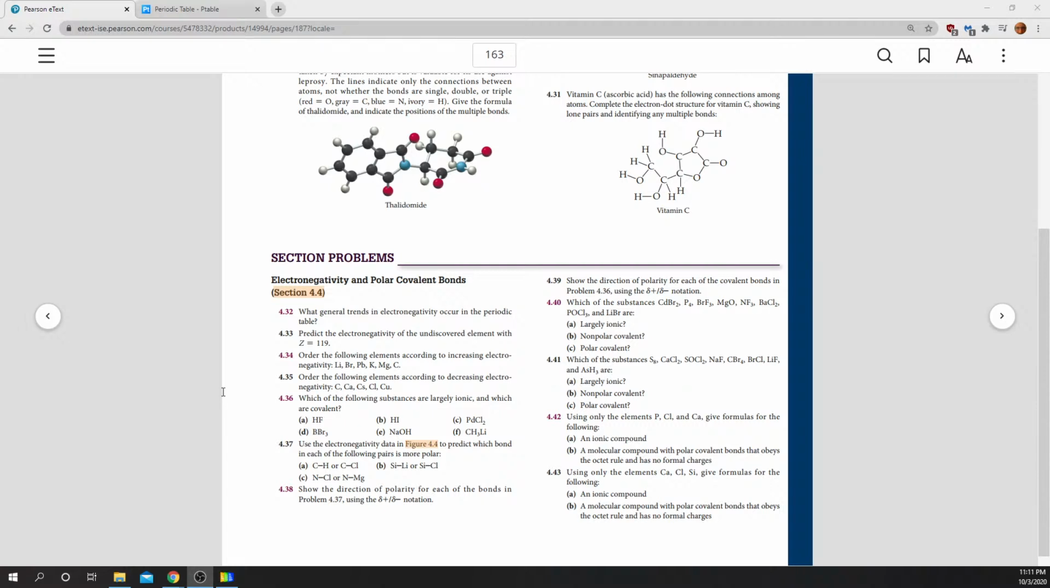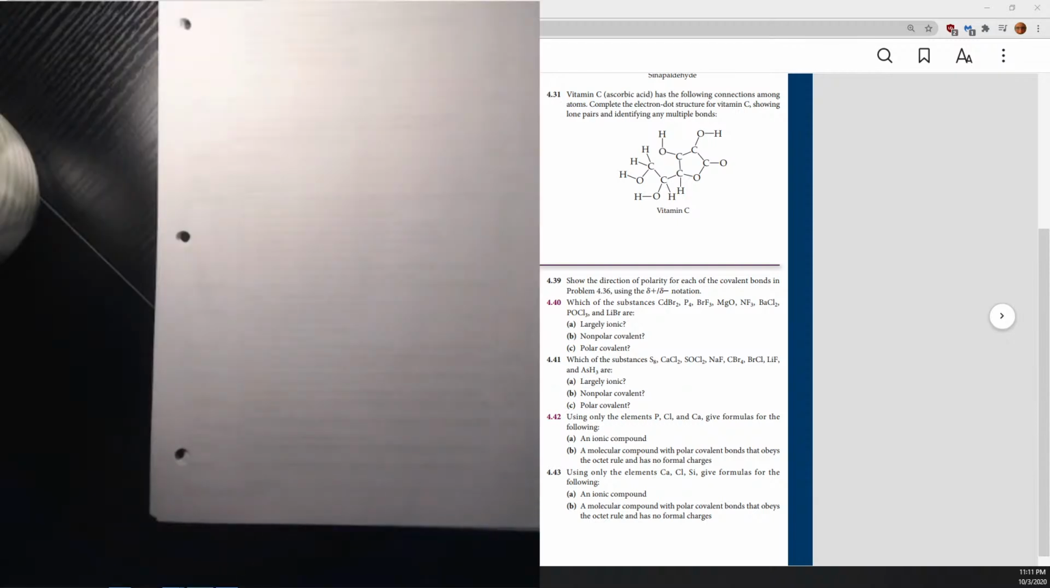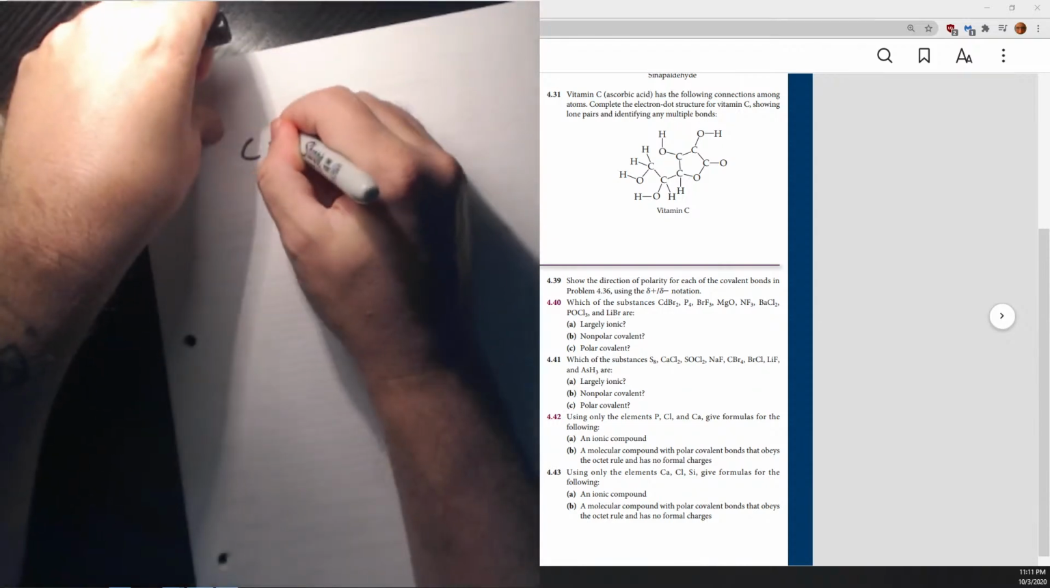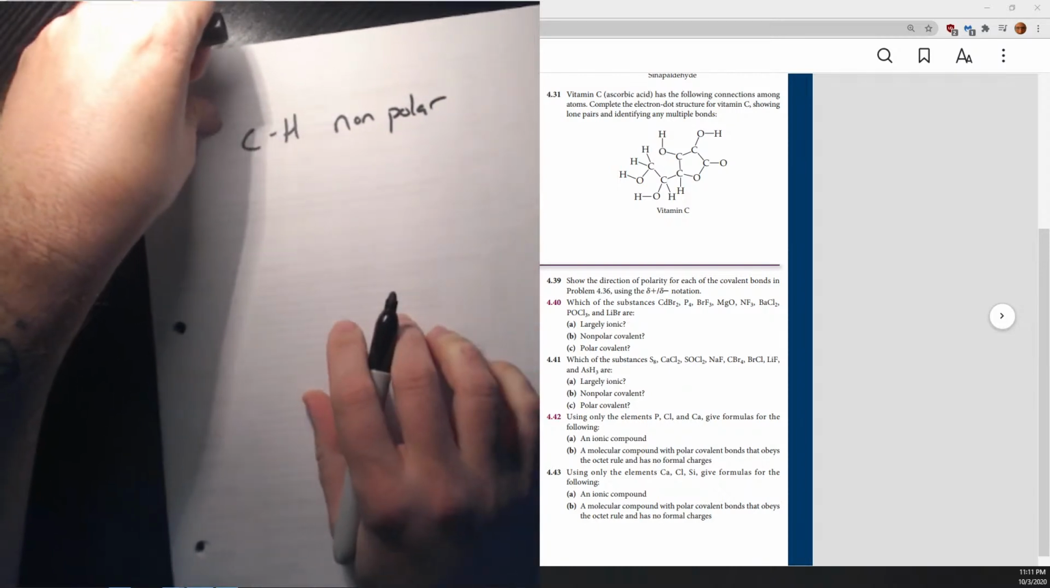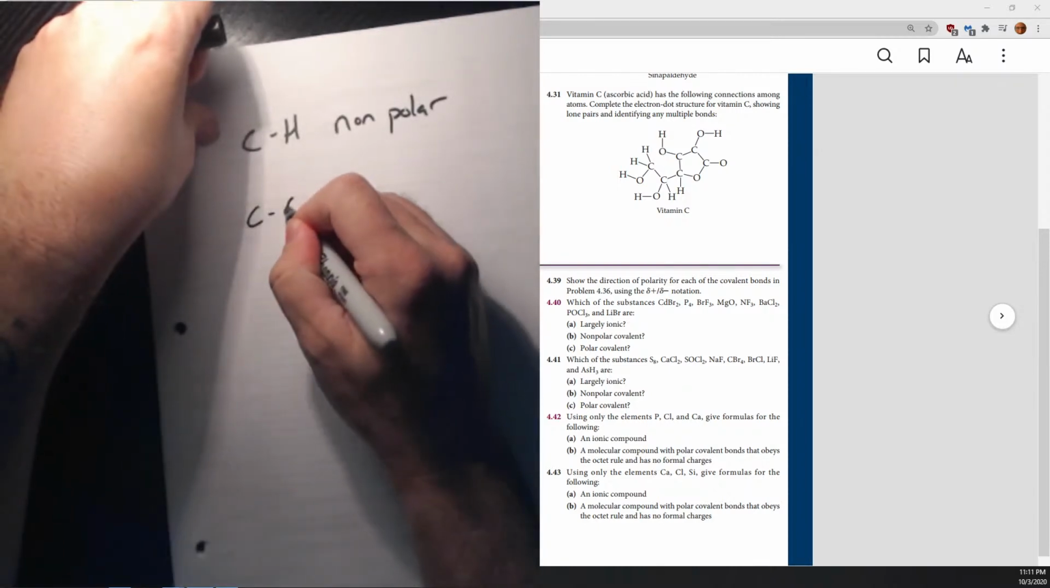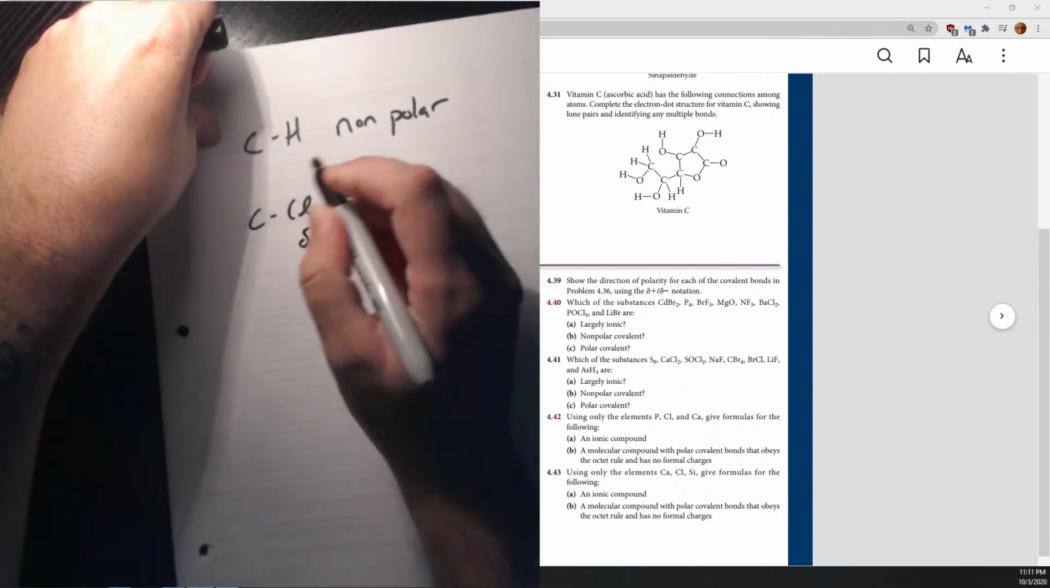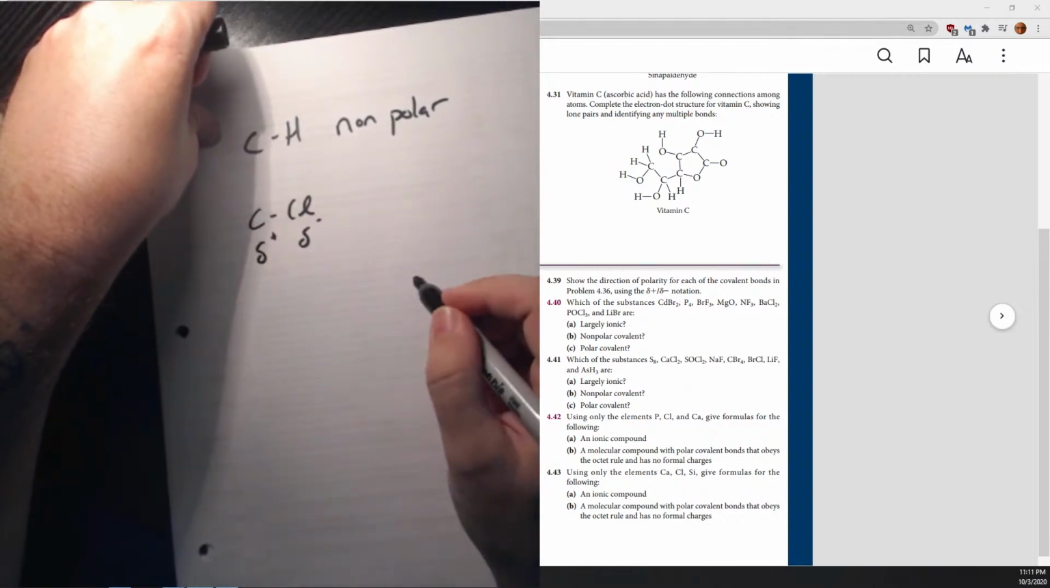Show the direction of polarity for each of the bonds in problem 37 using the partial negative, partial positive notation. All right, so we have 6 bonds to look at. First up, we have carbon, hydrogen. That one's just nonpolar. Carbon and chlorine. Chlorine is more electronegative, so it's going to be partial negative. Carbon's going to be partial positive.